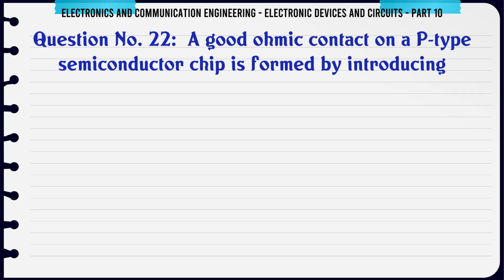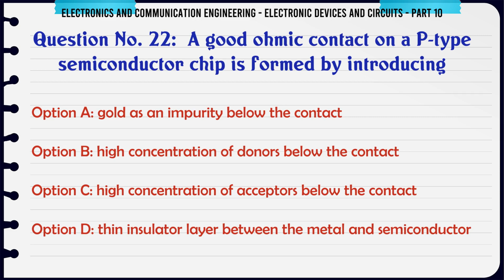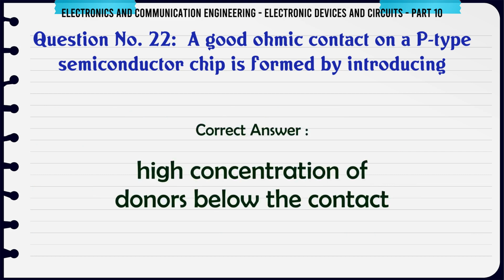A good ohmic contact on a p-type semiconductor chip is formed by introducing A. gold as an impurity below the contact. B. high concentration of donors below the contact. C. high concentration of acceptors below the contact. D. thin insulator layer between the metal and semiconductor. The correct answer is high concentration of donors below the contact.